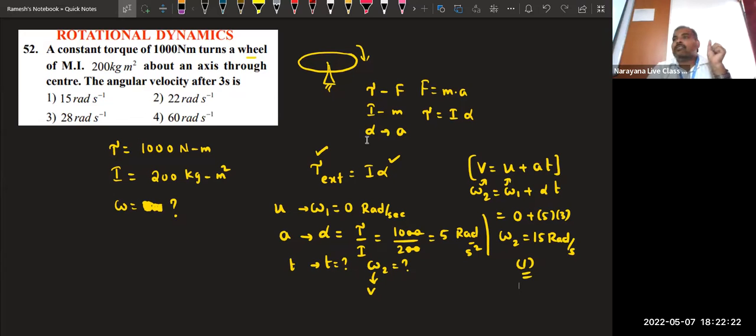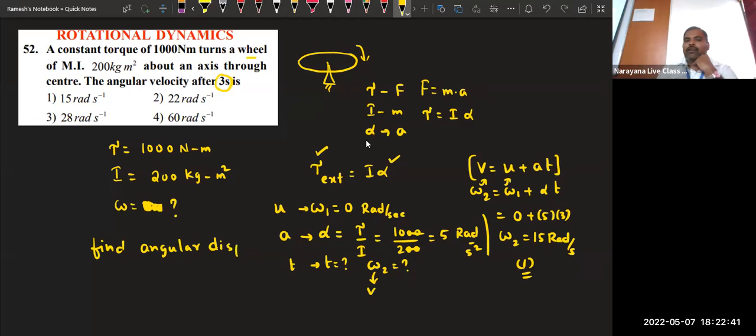Now, an extension of this question I will give. Find the angular displacement of this wheel after 3 seconds. Next question. After the initial 3 seconds only. Find the angular displacement of the wheel after how many seconds? The same 3 seconds only.